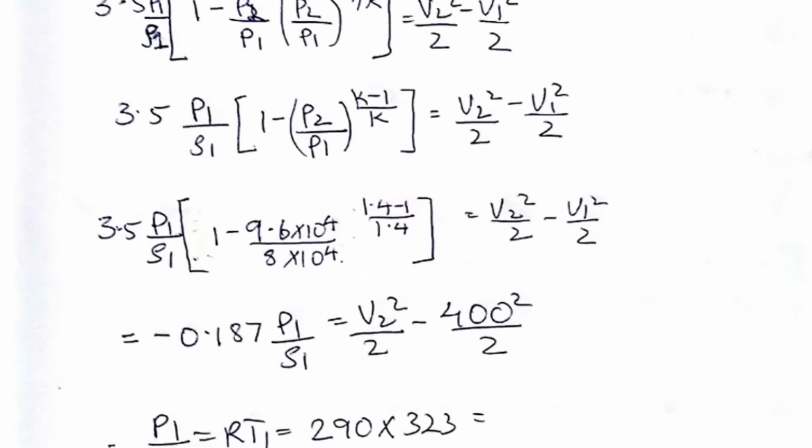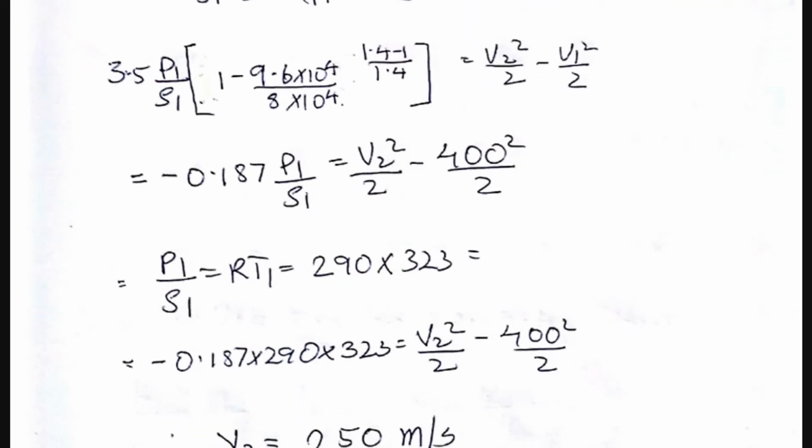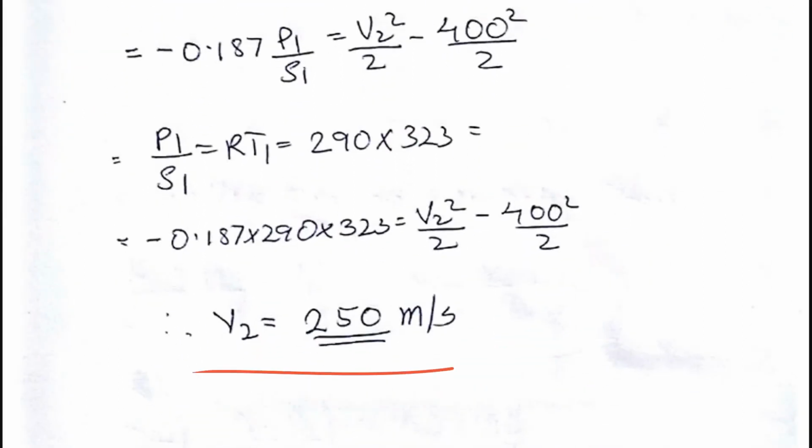And after we simplify this, we'll be getting this as the equation, and in this we will write the form of the P1 divided by rho 1 in the form of RT, because the P1 divided by rho 1 is equal to R into T1. So the value of R is equal to 290 and the value of T1 is equal to 323. So after we substitute this value here, we can easily calculate the value of V2. So we get the value of V2 to be equal to 250. So we have solved this question.